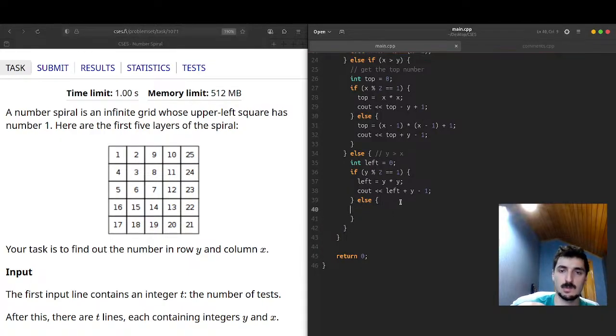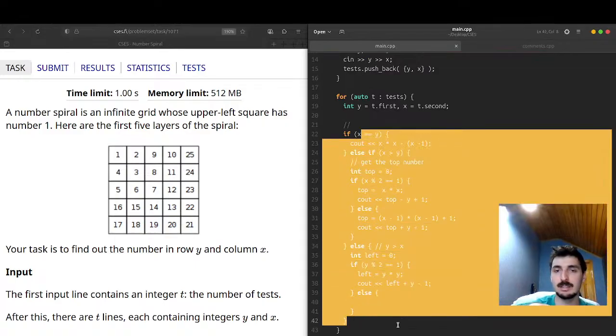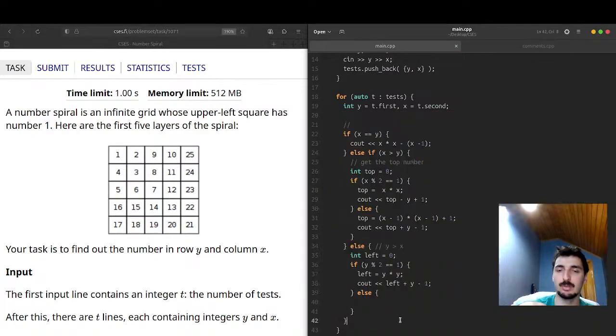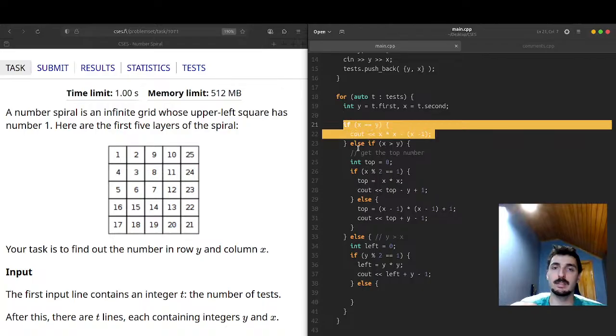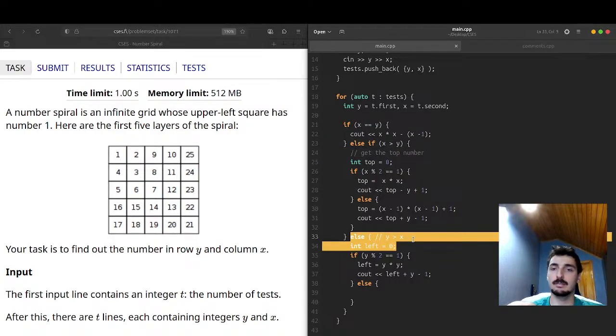So many ifs and elses. I don't like this, to be honest. But it is what it is. So we have if this, and if this.